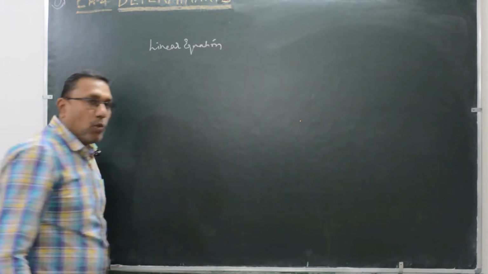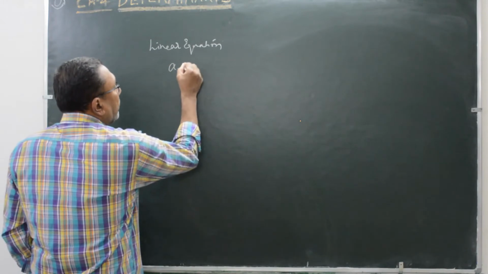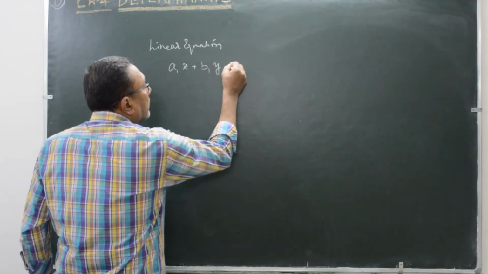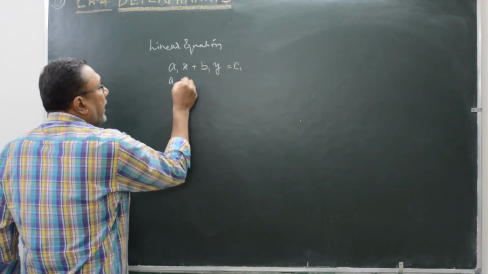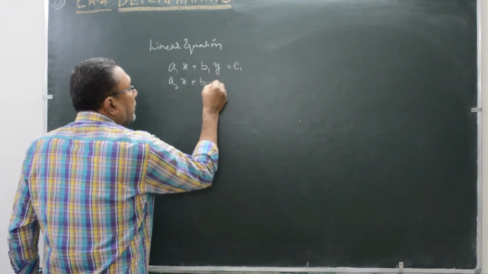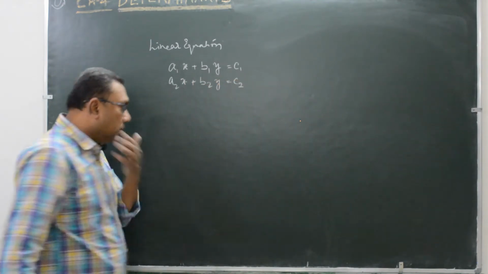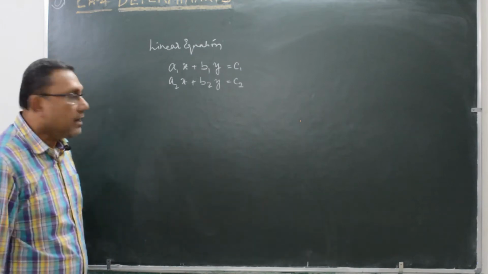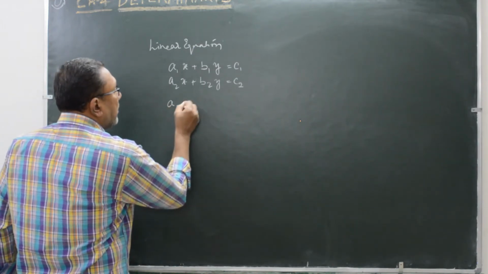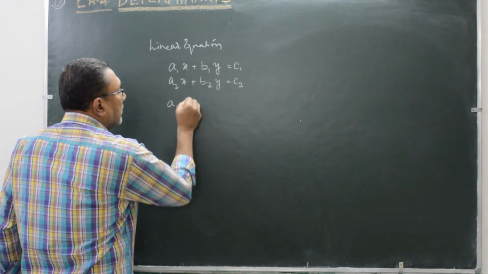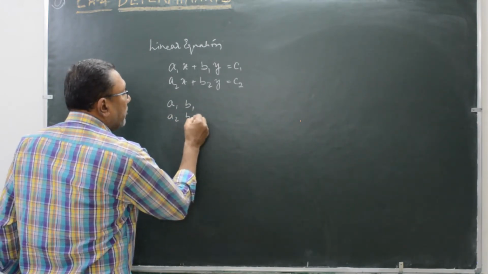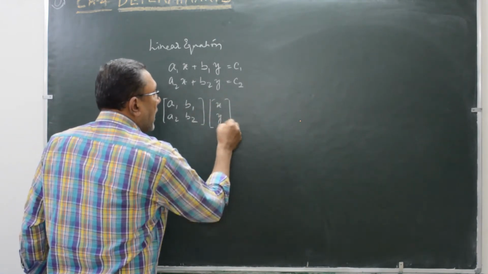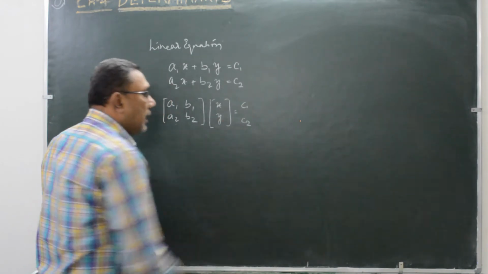Linear equations, what I am talking about is, if we get an equation a1x plus b1y equal to c1, and a2x plus b2y equal to c2. These are algebraic linear equations that we have expressed in the form of a matrix. That is, a1 b1 and a2 b2, multiplied by the variables x y, is equal to c1 and c2.